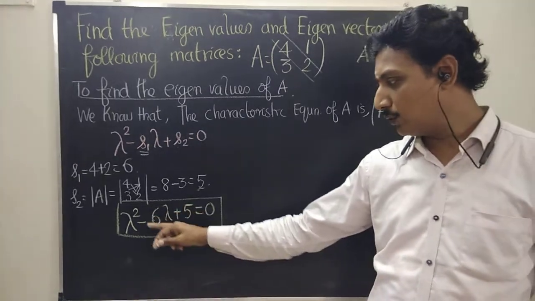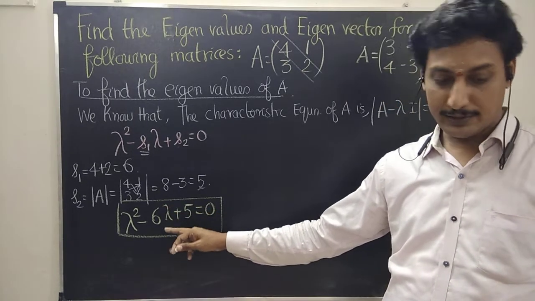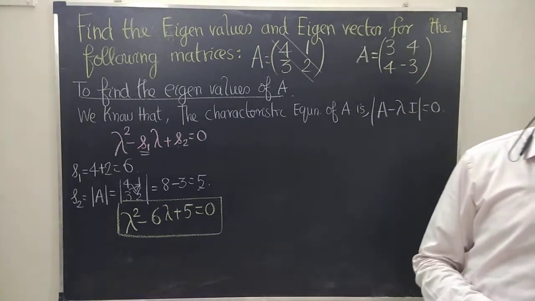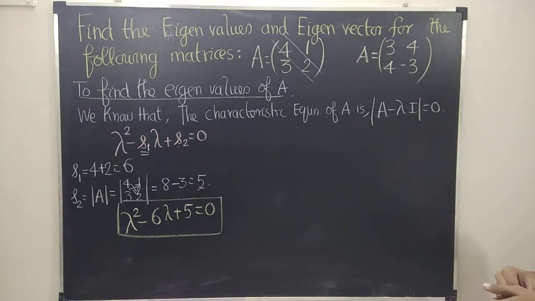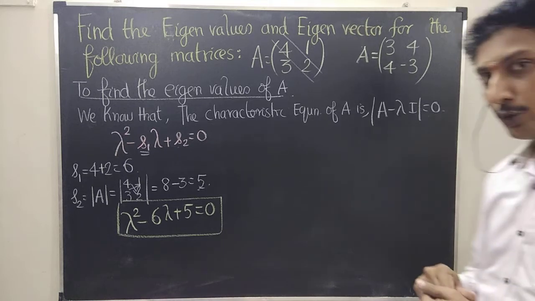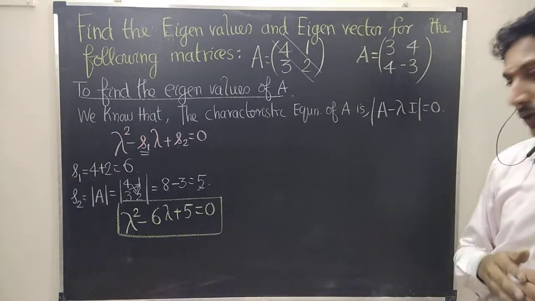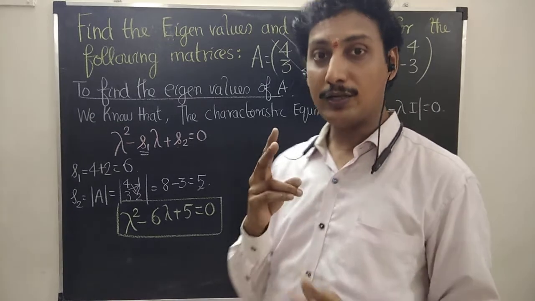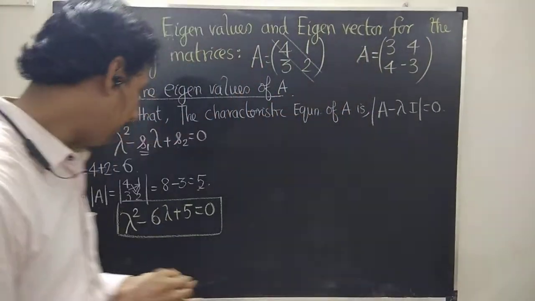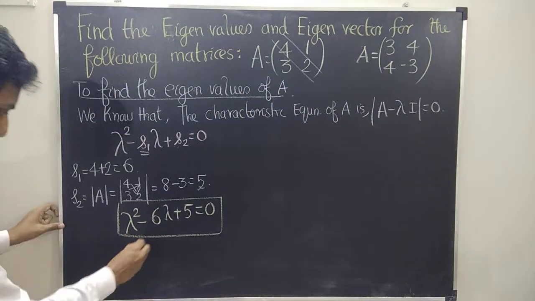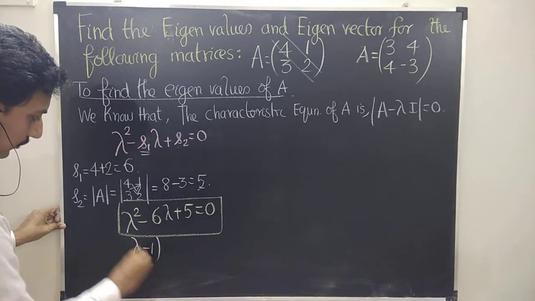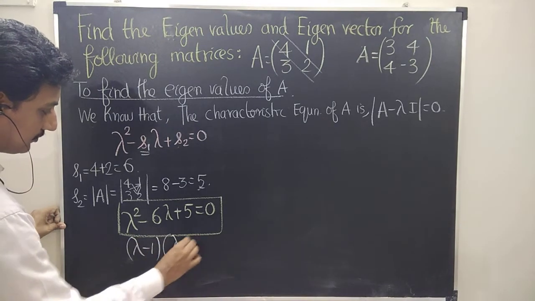The sum of the roots is 6. The product is 5. So what are the two numbers? I think 1 and 5, right sir? So this can be written as lambda minus 1 into lambda minus 5 is equal to 0.